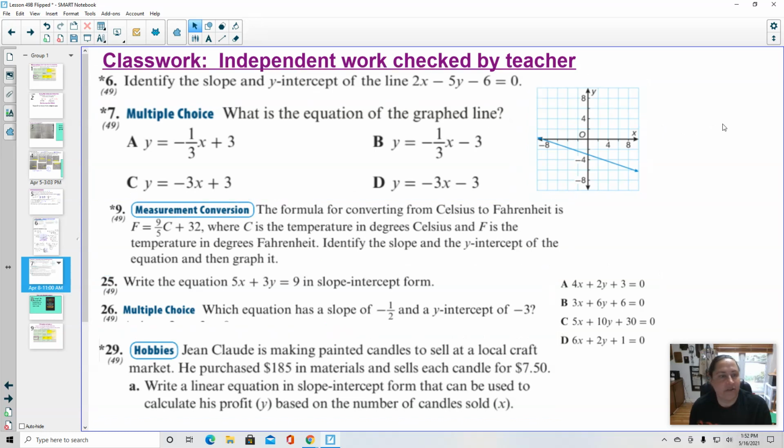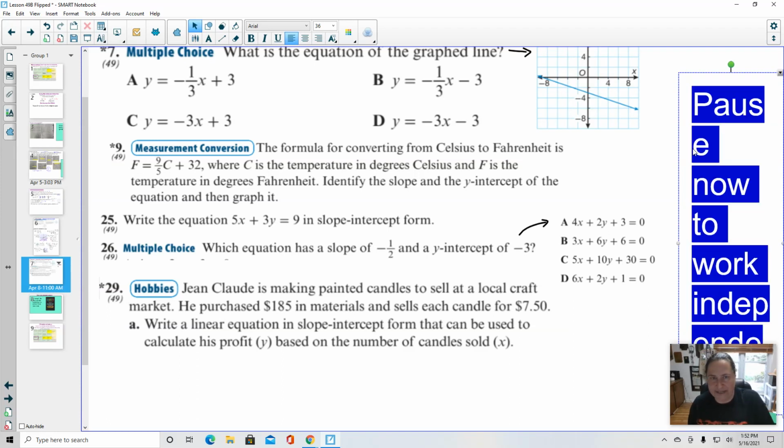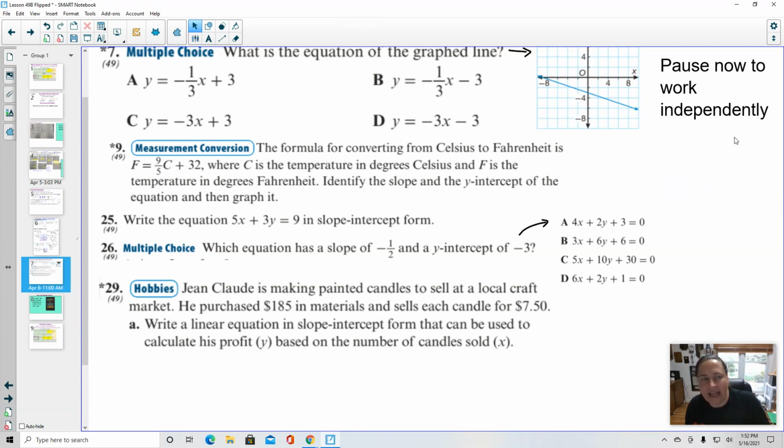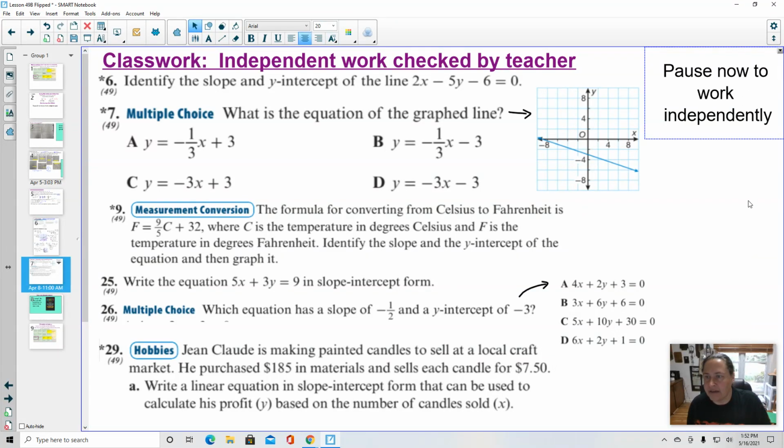Okay, now what you're going to be doing is these 1, 2, 3, 4, 5, 6 problems on your own. This one has a graph that goes with it, and this one has multiple choice that goes with it. So please hit pause now to work independently. Please try each one of these. Okay. The sub will walk around and help you if they can, but try each one of these.